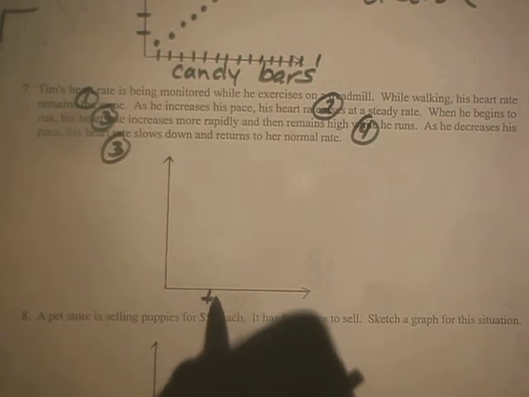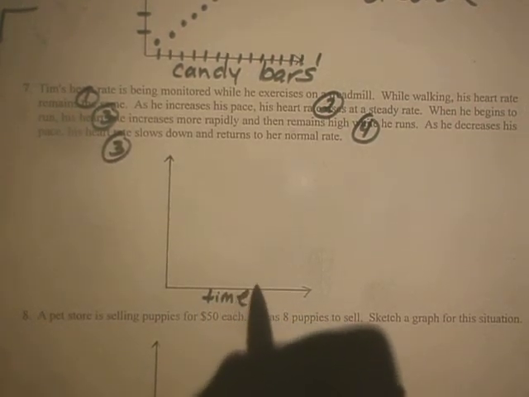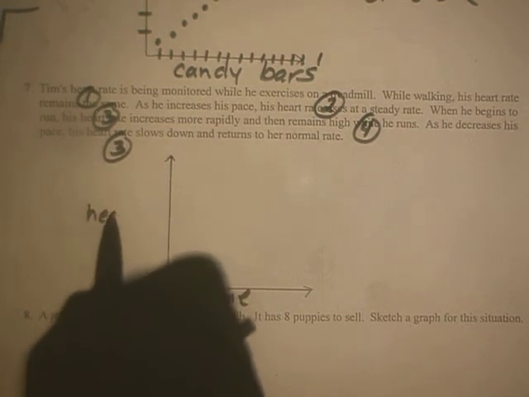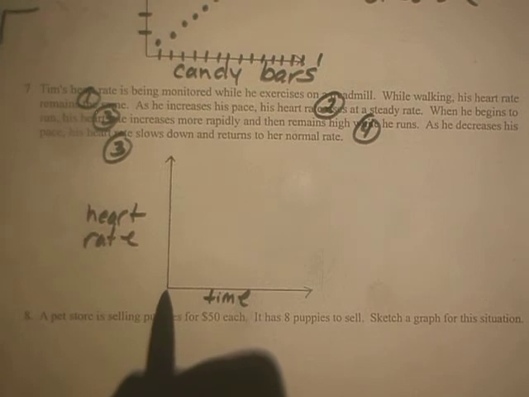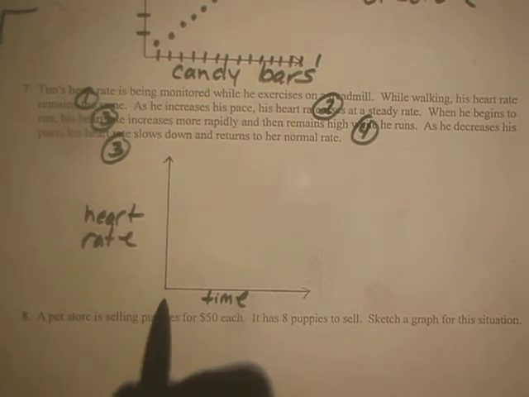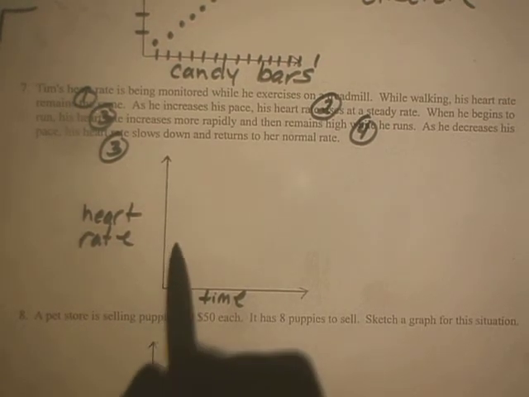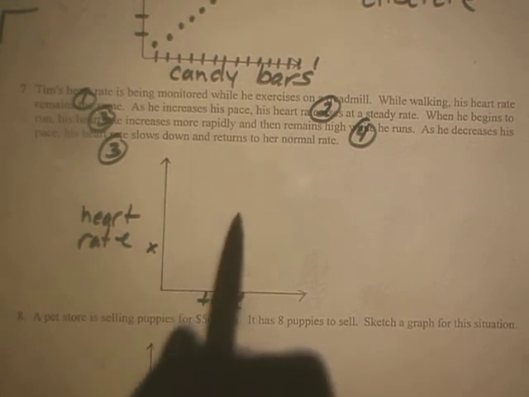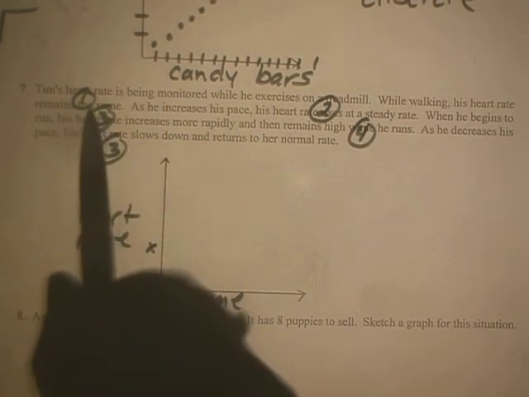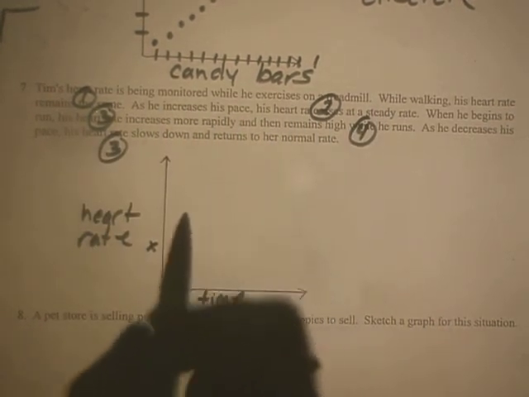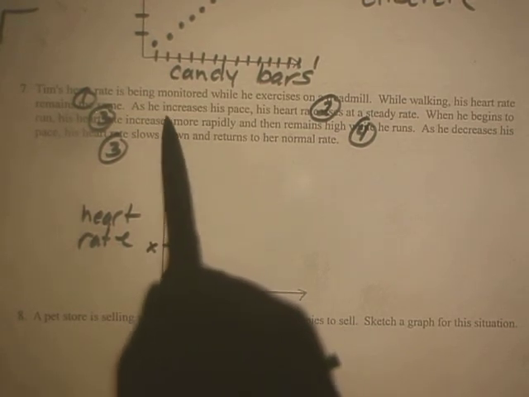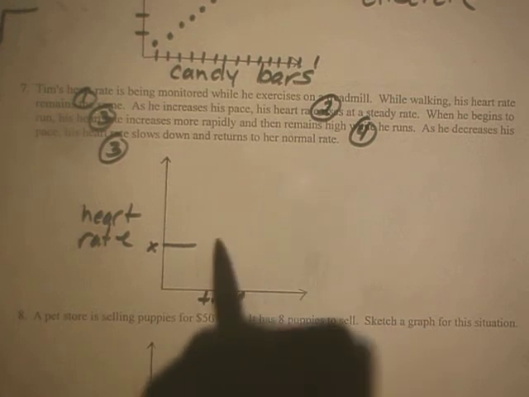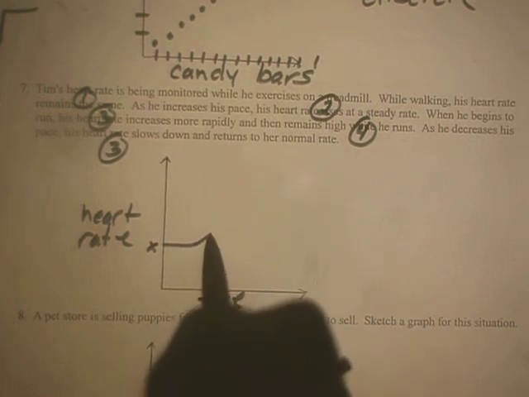So for this graph, we are going to have time. And then this will be his heart rate. Well, we can't start our graph at 0 because he can't have a heart rate of 0. So I'm going to start it about right here. Again, first thing, he starts walking and he has a pretty steady heart rate. He increases his pace, so it goes up a little bit.